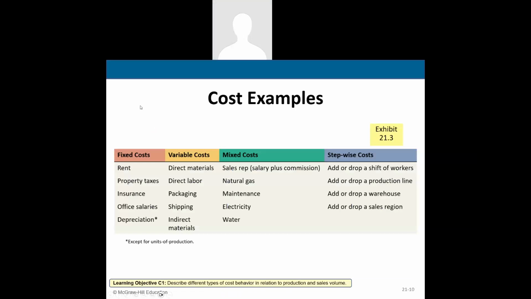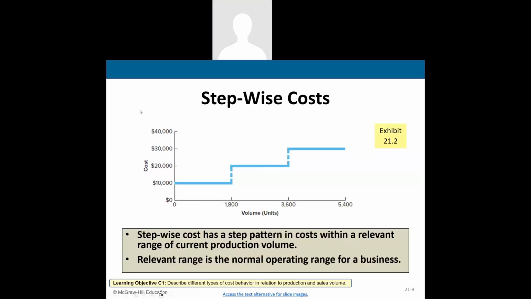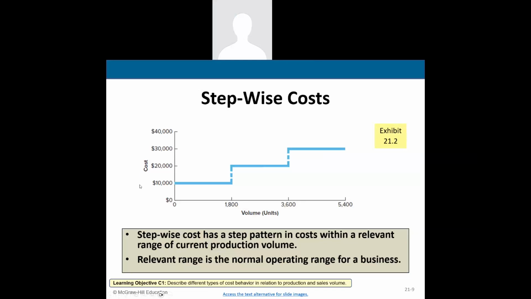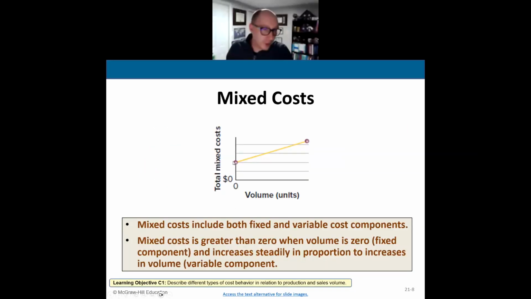So, Professor, I'm sorry, I'm asking a lot of questions today. What would you consider an electricity bill? Is that like a variable cost, or is that a mixed cost? Okay, yeah, that makes sense. Utilities is mixed because, great question, Leland.